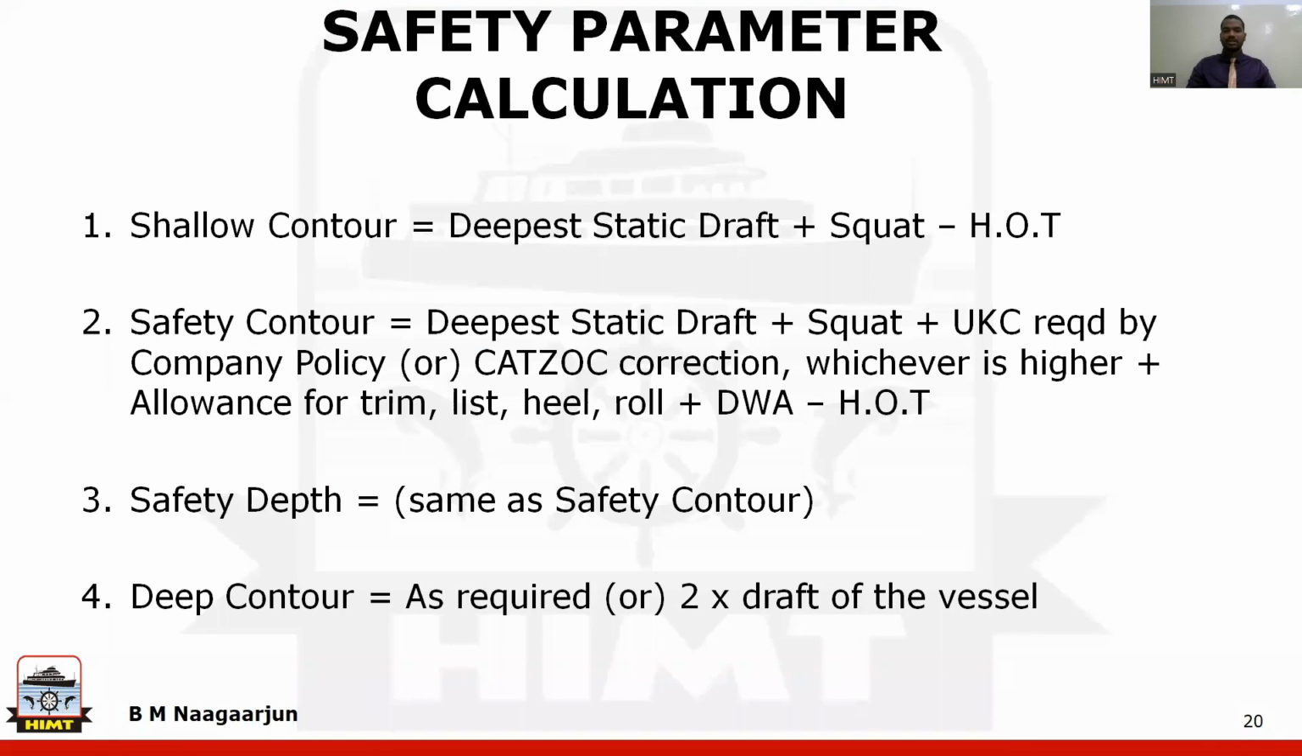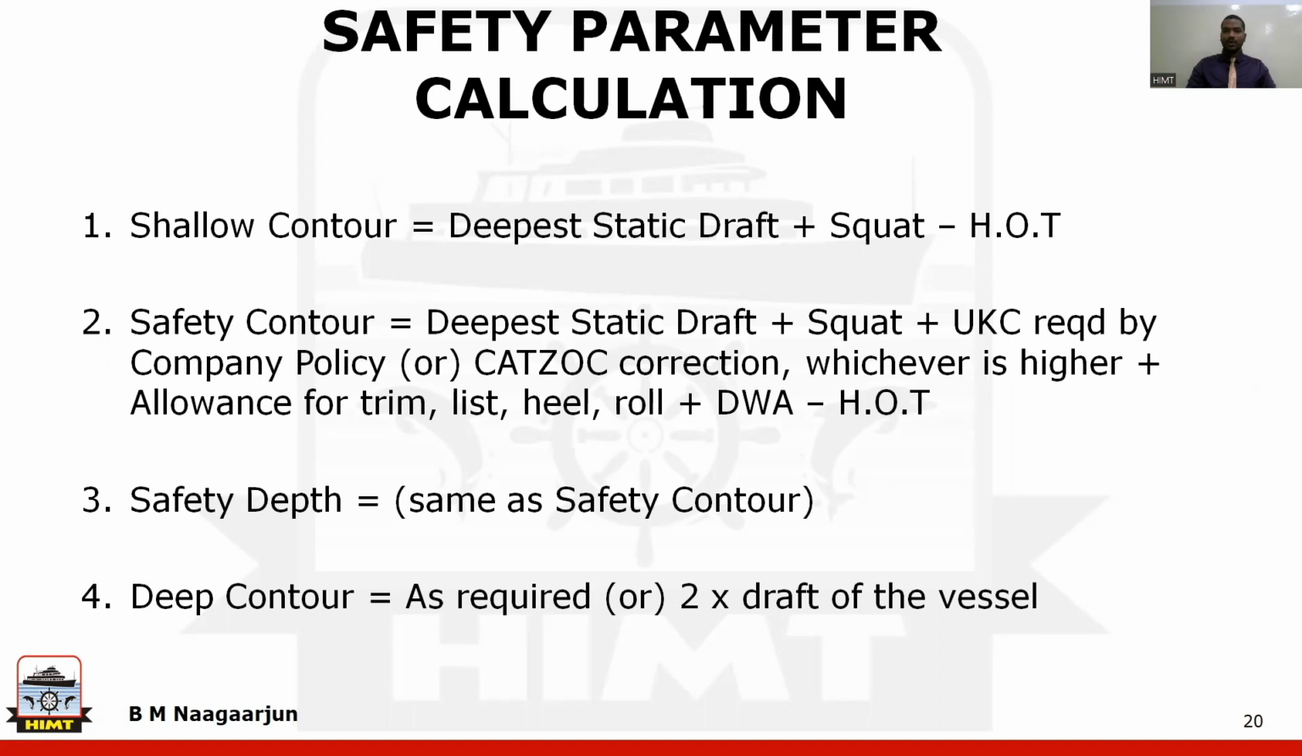The last one is the deep contour. The deep contour can be set as required. We saw one fine example of Marpol Annex 2 requirements. If there is no such operation, we can set the deep contour to 2 times the draft of the vessel. That will be the depth at which the vessel would experience lesser squat.